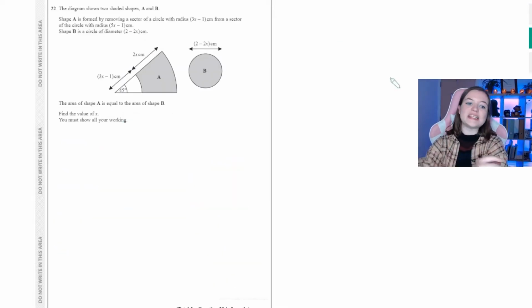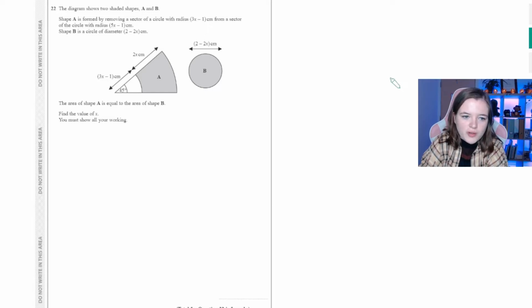Okay, question 22, nearly there. The diagram shows two shaded shapes, A and B. Shape A is formed by removing a sector of a circle with radius 3x minus 1 from a sector of the circle with radius 5x minus 1. Shape B is a circle of diameter 2 minus 2x centimeters. The area of shape A is equal to the area of shape B. Find the value of x.